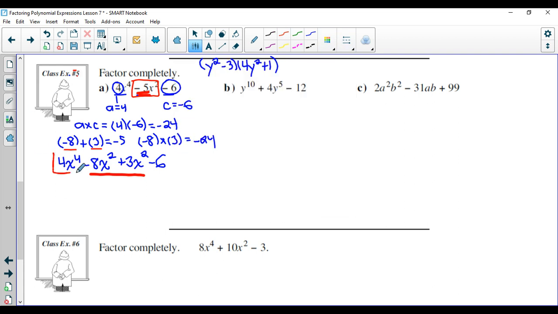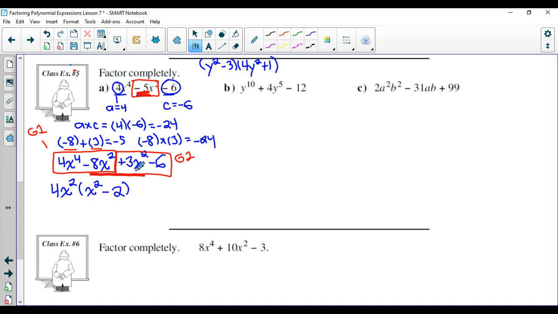The first group we have here, call that group 1. And the second group we have here, call it group 2. Okay, so if we factor this out of the first group, I can factor out a common 4, and I can also factor out an x squared. So that would leave me with 4x to the 4 divided by 4x squared would just be x squared. Negative 8x squared divided by 4x squared would be subtract 2.